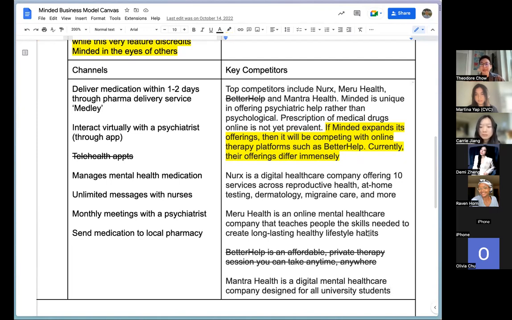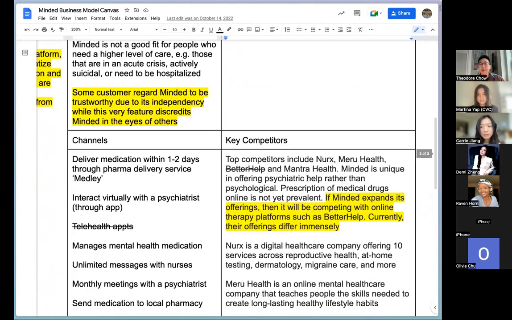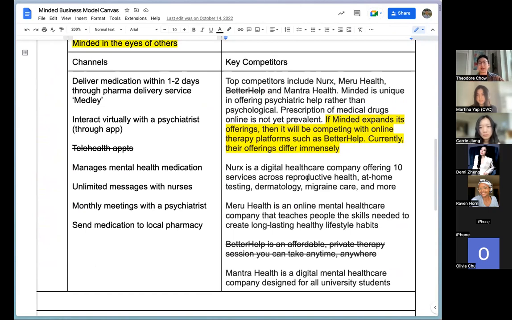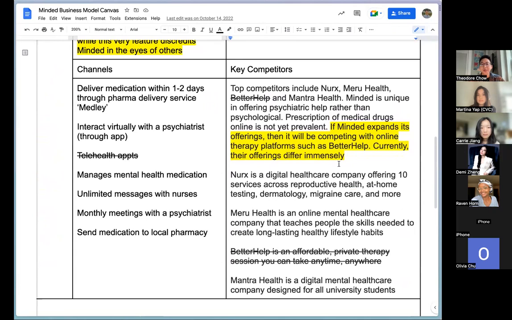So out of these competitors, Mentor Health is the closest to Minded in that sense, but it's still very different because Mentor is targeting specifically university students, whereas Minded is targeting women in their 30s who are college educated. So a little bit older of a demographic, but still the same type of people who care about their mental health, who care about making sure that they are taking their prescriptions and medications on time. But yeah, this is from a quick Google search. So I would definitely recommend going into a little bit more detail about why you're different from all of these competitors and how your product or service offering is better or you're targeting different people compared to these.